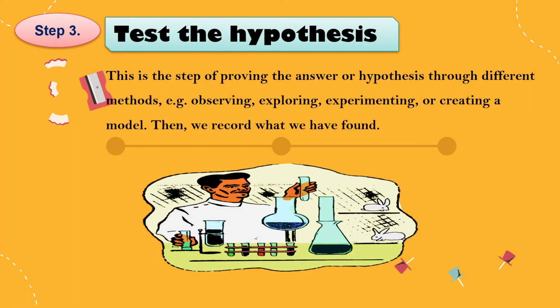Number 3, test the hypothesis. This is the step of proving the answer or hypothesis through different methods: observing, exploring, experimenting, or creating a model. Then we record what we have found. That is testing the hypothesis.